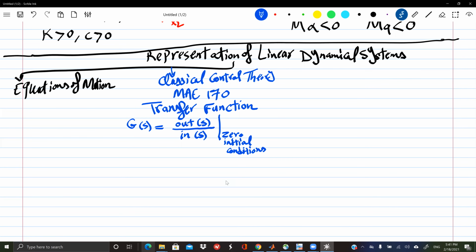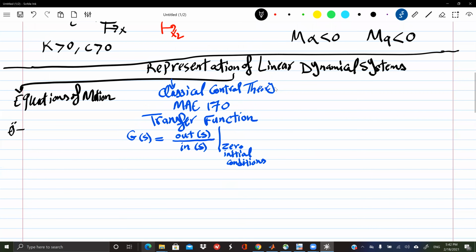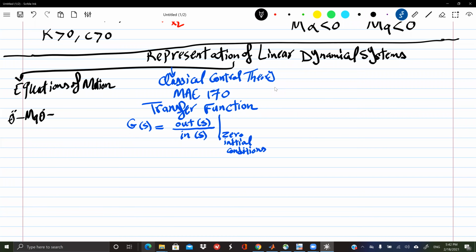Give me your transfer function, I can tell you right away if this system is stable or not. So let's do that in our example. I have the equation of motion. It was theta double dot, negative M_q theta dot, negative M_alpha theta equals M_elevator. I need the Laplace transform of output divided by the Laplace transform of input. So let's first take the Laplace transform of this equation.